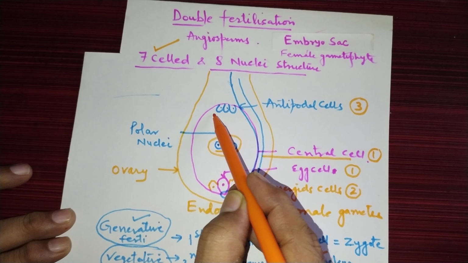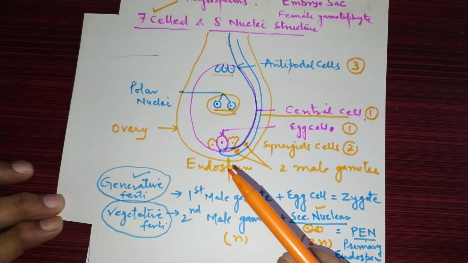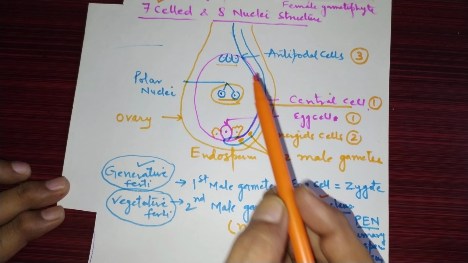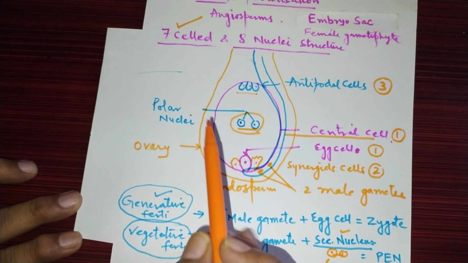And the central cell, which is the largest cell, has 2 nuclei rather than 1 nucleus. It has 2 nuclei, so it is 8 nuclei overall. So the embryo sac is a 7-celled and 8 nuclei structure. These polar nuclei fuse to form the secondary nucleus. So student, you have to remember that these 2 polar nuclei fuse together to form the secondary nucleus.